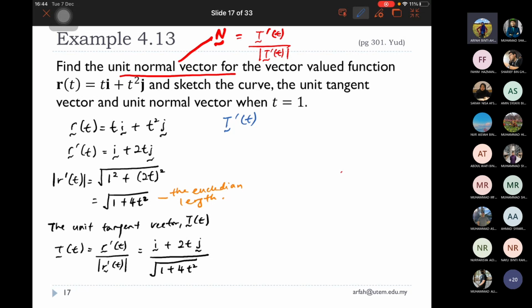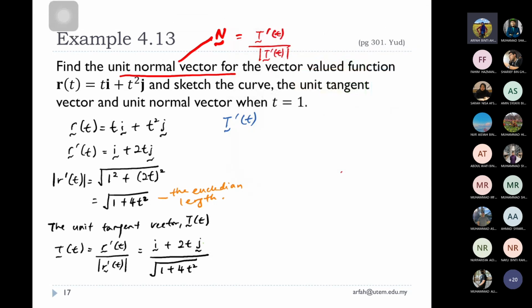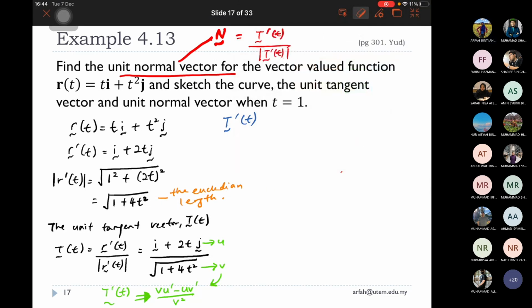So nak dapatkan T prime, kalau awak tengok T awak tu ada dua sebutan. So kita akan gunakan derivative rule. Okay. So this is your u and this is your v. So untuk case yang division rule, kita akan ada v u prime tolak u v prime divided by v kuasa 2. Okay. Untuk dapatkan T prime of t, gunakan this rule. So from here, dapatkan your u and dapatkan your v.